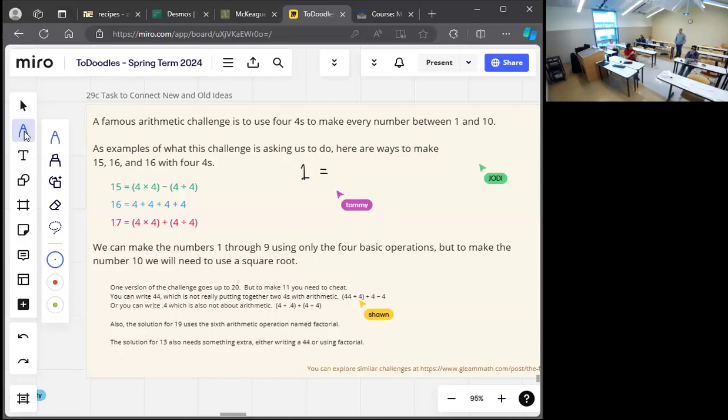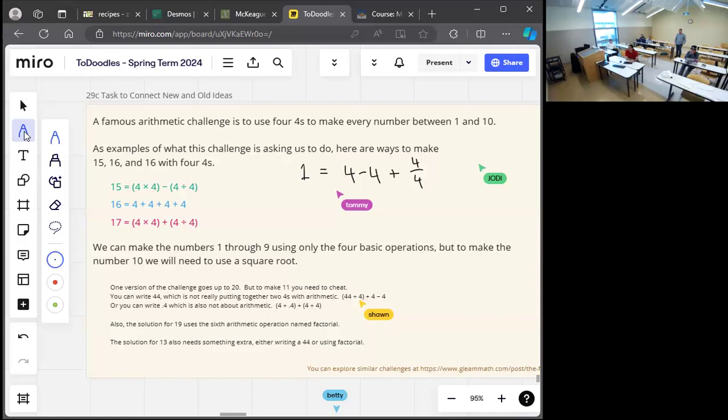Tell me how to use 4 4s to get back to 1. That's a good question. If I subtract, I could do 4 minus 4, and now I'm at 0. I still have 2 more 4s to use. Then 4 divided by 4, and then I'll add 4 fourths, that's 1. Everyone okay with that? So you used 4 4s and we got back to 1.